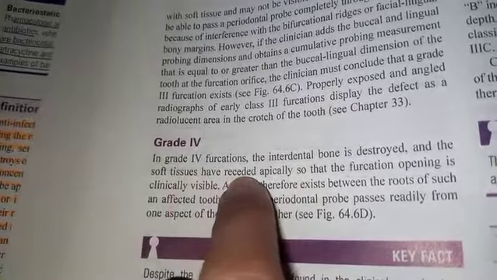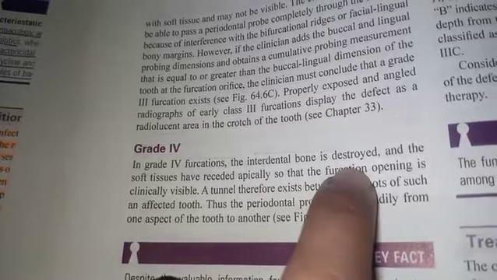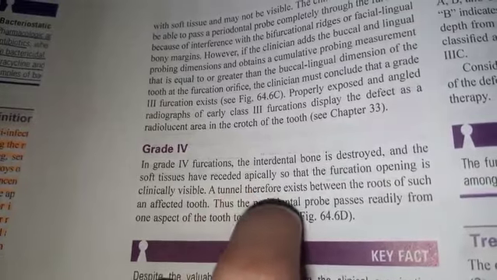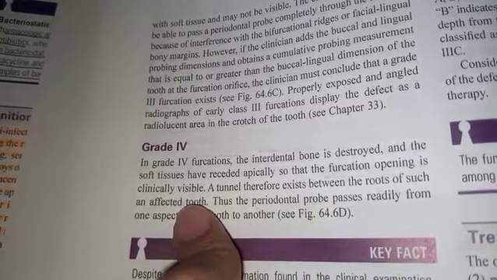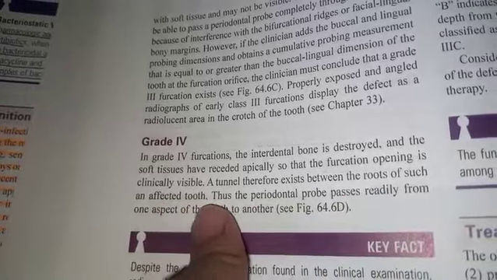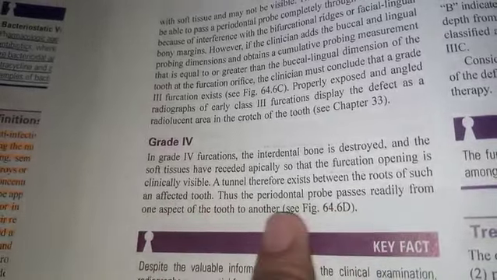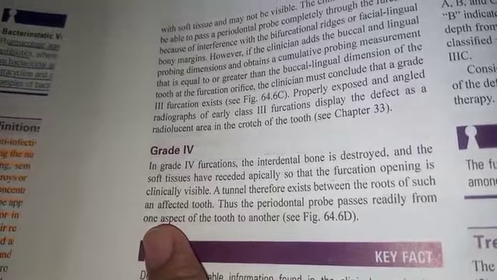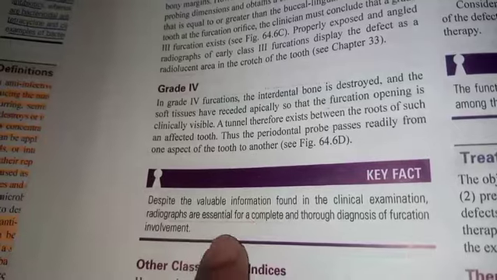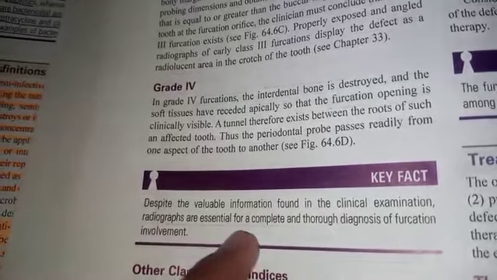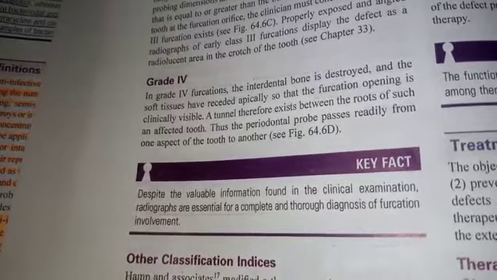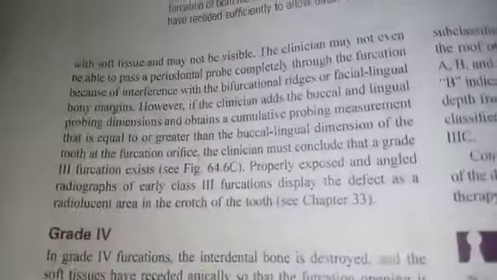In grade 4, the interdental bone is destroyed and the soft tissues have receded apically, so the furcation opening is now visible. A tunnel therefore exists between the roots of the affected tooth, and a periodontal probe can easily pass from one aspect of the tooth to the other side. Despite the valuable information found in clinical examination, radiographs are important for the diagnosis and treatment.